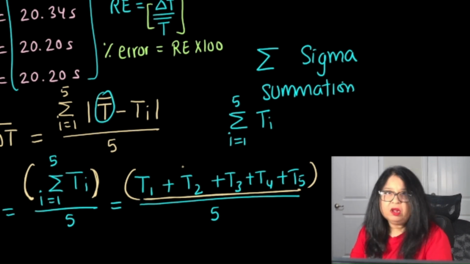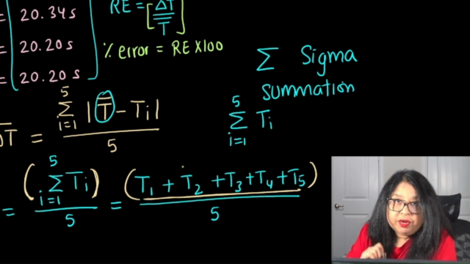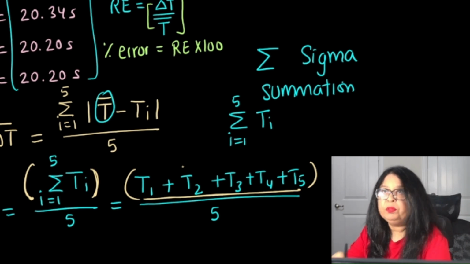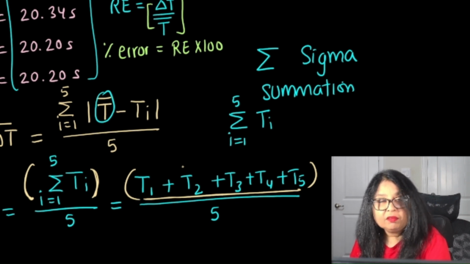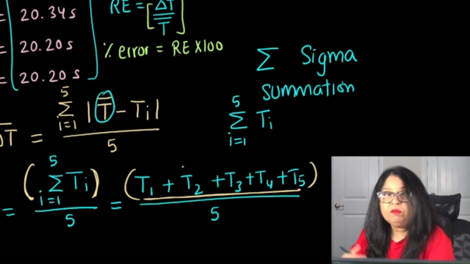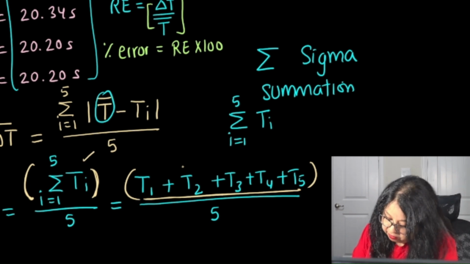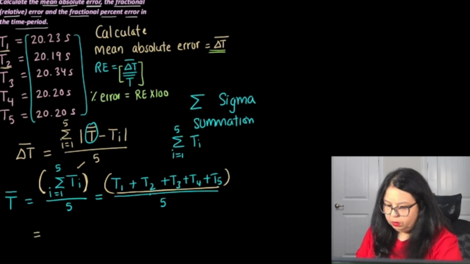Now 5 terms are not too much to write. But what if I had 100 terms or maybe 5,000 terms? Then do you think it will be very convenient to write T1 plus T2 plus T3 plus T4 blah blah blah blah till you get to maybe 5,000 or 10,000, however many T's we have? In that case, it's very convenient to write this notation of summation.